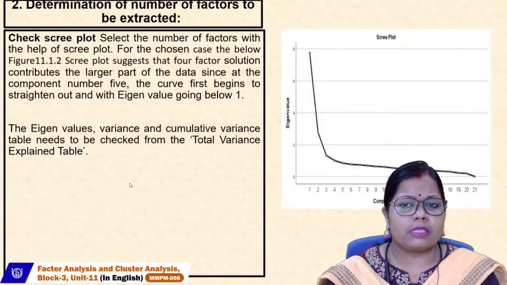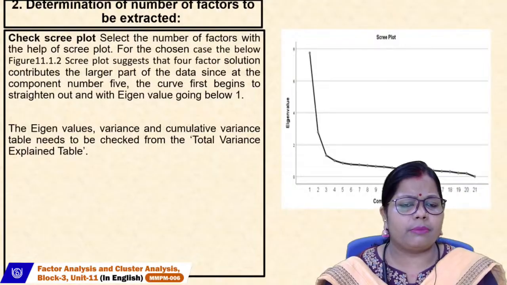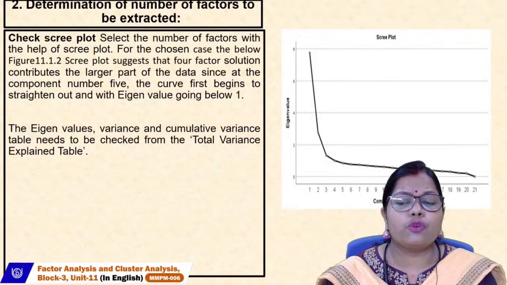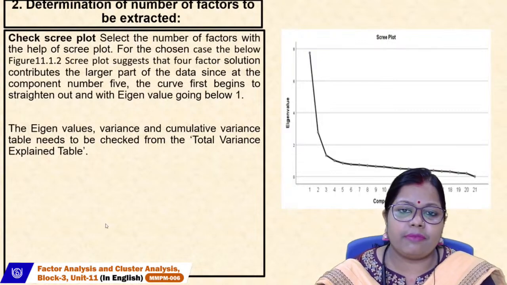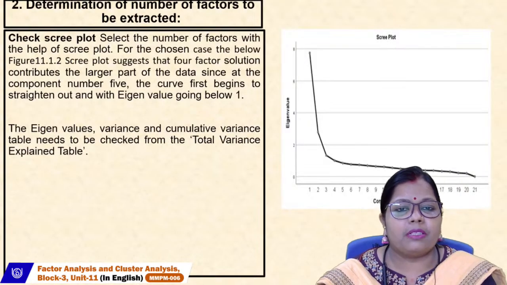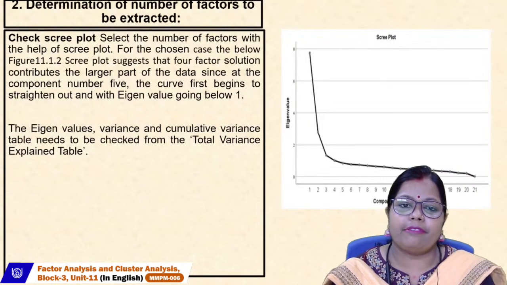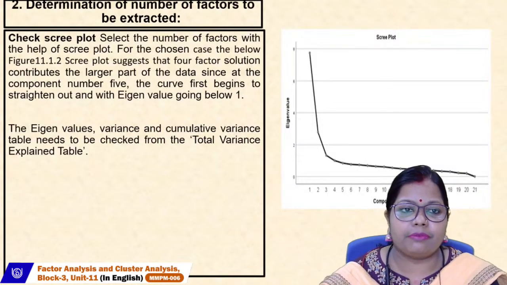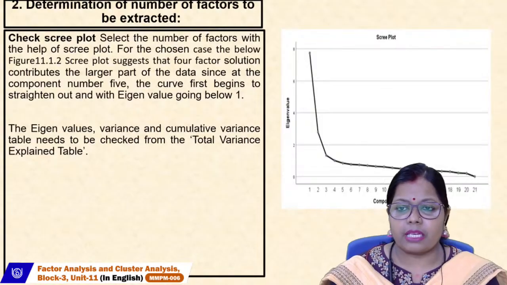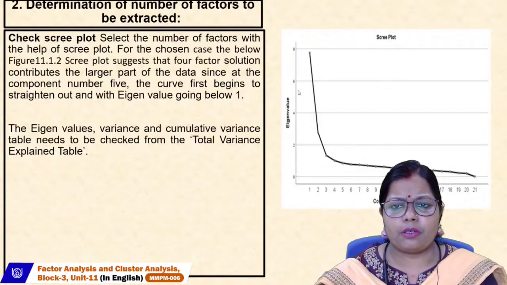Here, sometimes we use the scree plot for determination of the number of factors to be extracted for the factor analysis. One of the best methods is the eigenvalue and the second one is the scree plot. But it is not always possible to identify by observing a diagram. So in that case, we prefer the eigenvalue method of extracting the variables. For the scree plot, select the number of factors with the help of the scree plot.